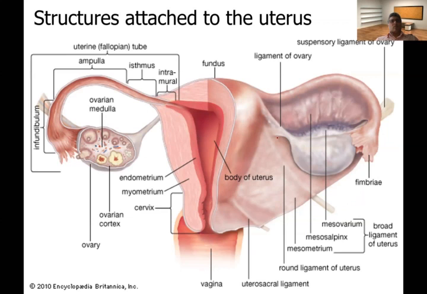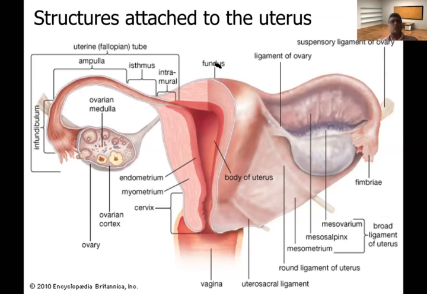Then if you consider the structures attached to different areas of the uterus, now there are three structures at least attached to this part of the uterus. So this part of the uterus, the upper corners of the uterus, are called the cornu of the uterus. It's called the cornu of the uterus, and to the cornu of the uterus, three structures are attached.